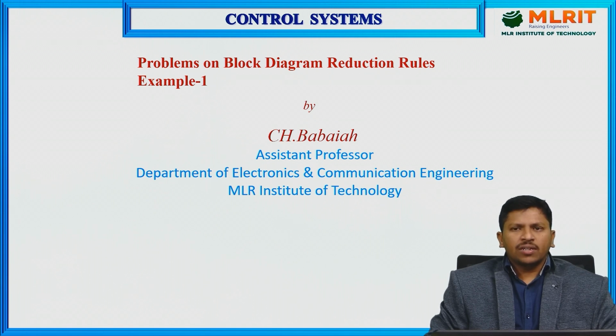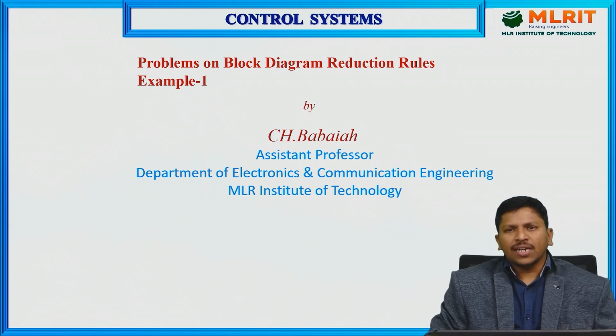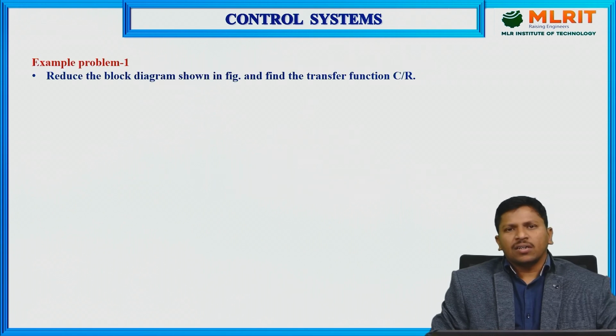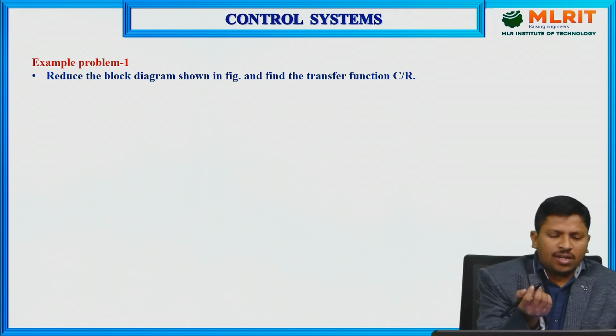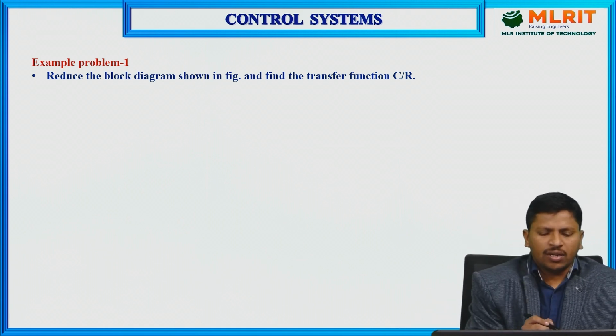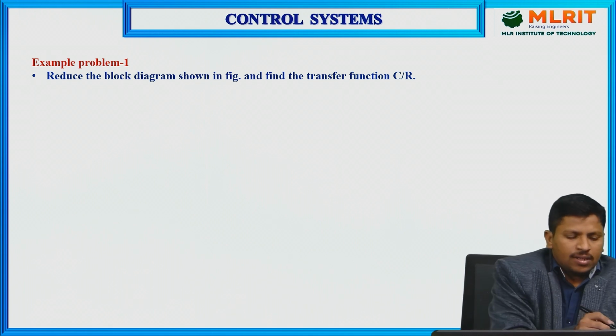In the previous session we learned the block diagram reduction rules. We have a lot of rules, and we learned all of them in the previous session. But today we are going to calculate the transfer function by using the block diagram reduction rules. For that, I'm going to consider one problem here: reduce the block diagram shown in the figure. I'm going to draw that figure here and find the transfer function, that is C by R.